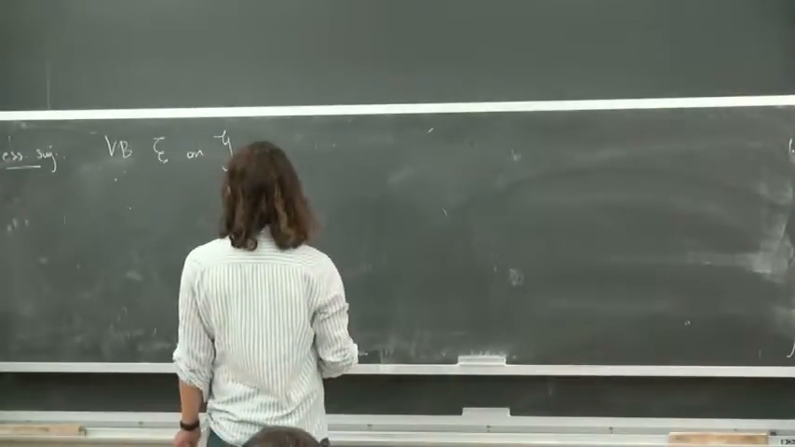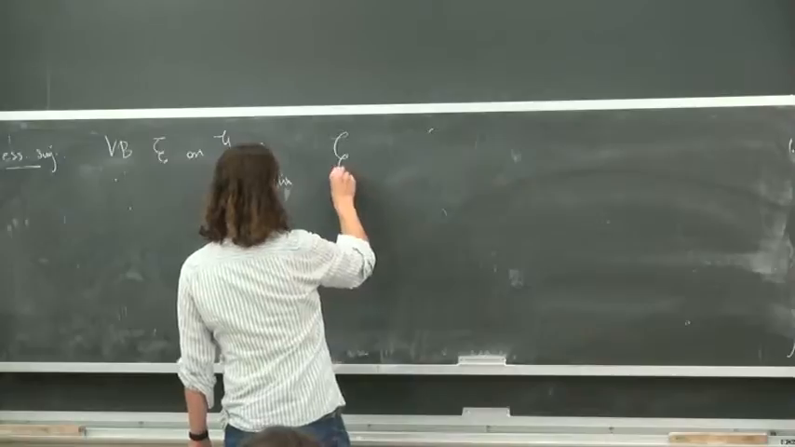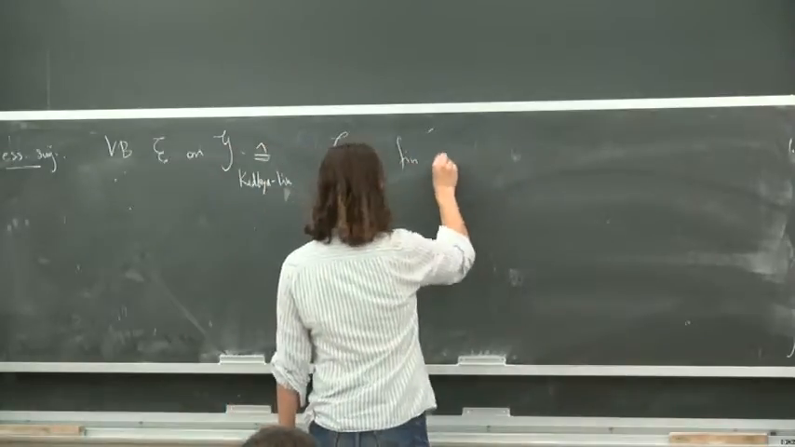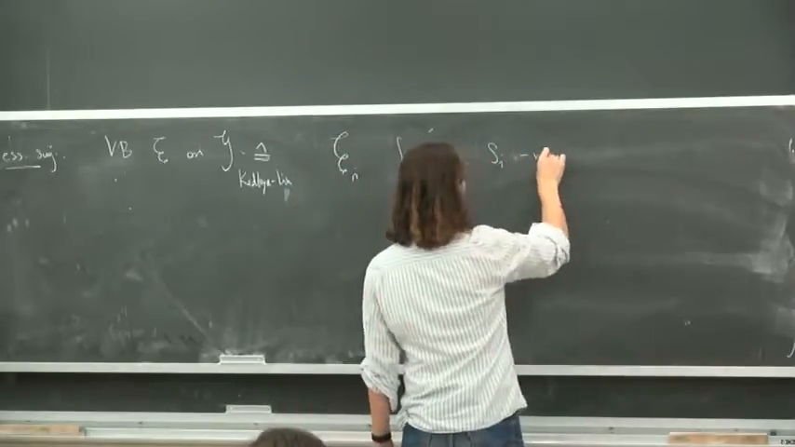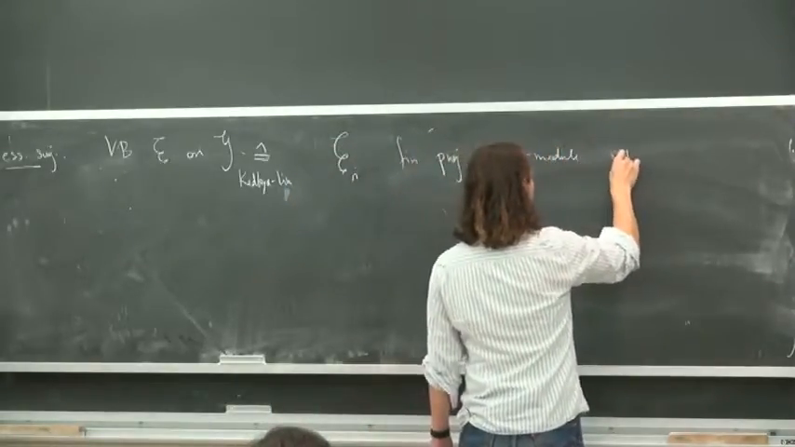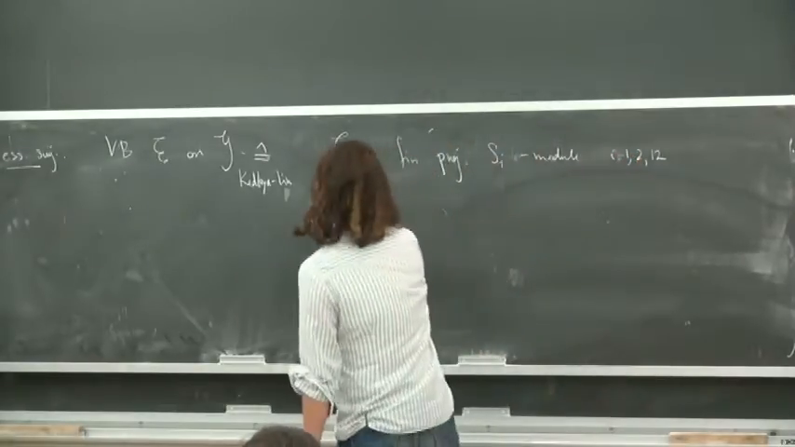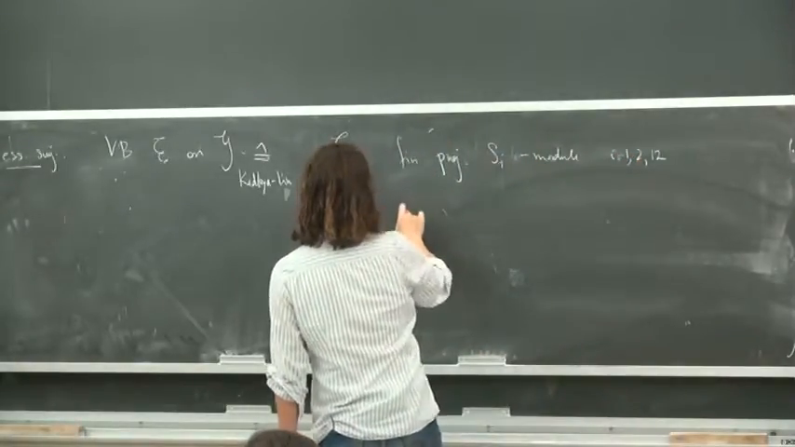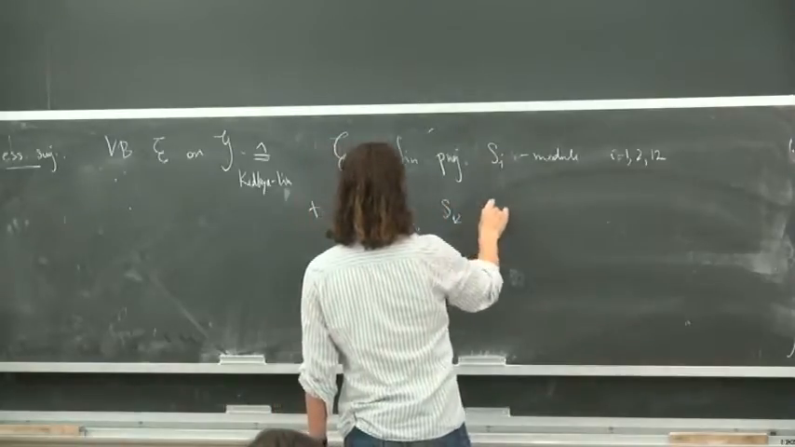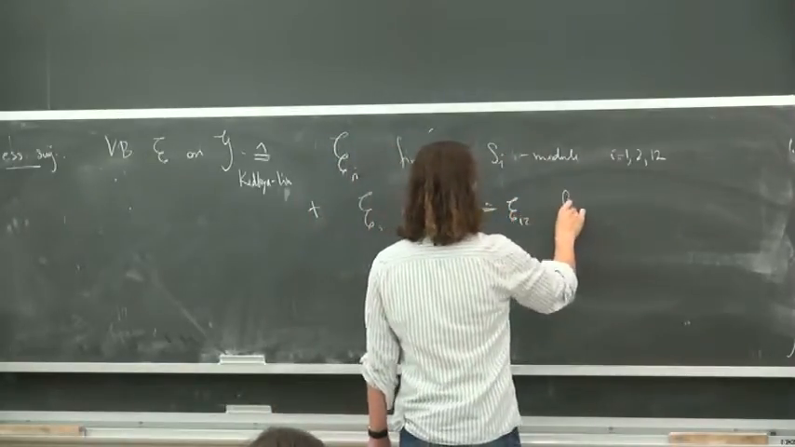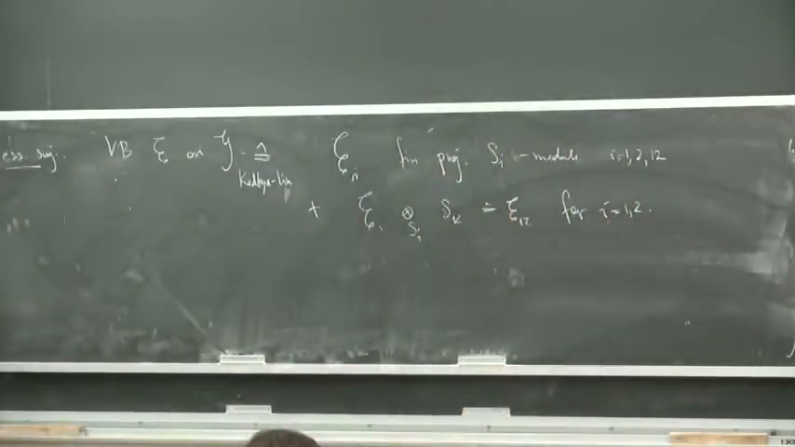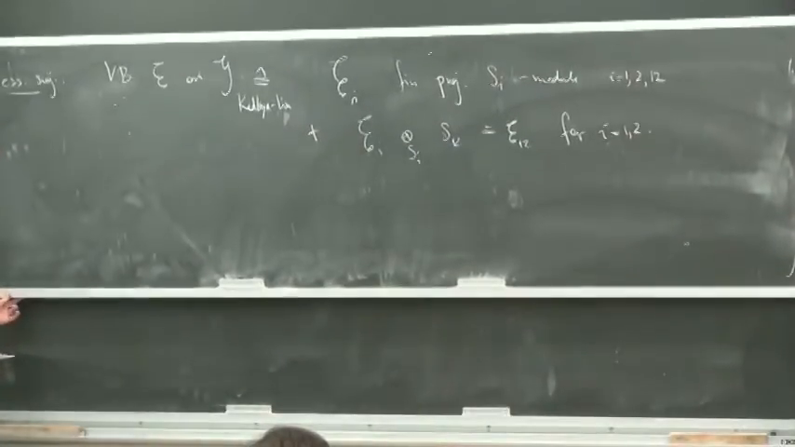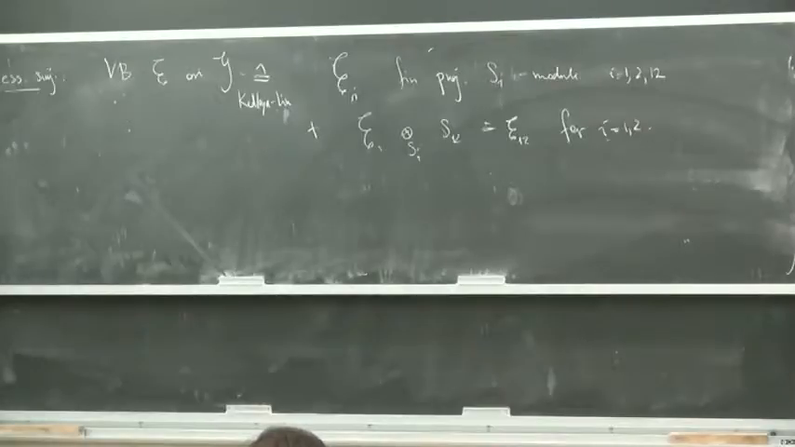So E_I, a finite projective S_I module for I being 1 or 2, plus an isomorphism between E_I and the base extension to S_{1,2}, for I being 1 or 2.